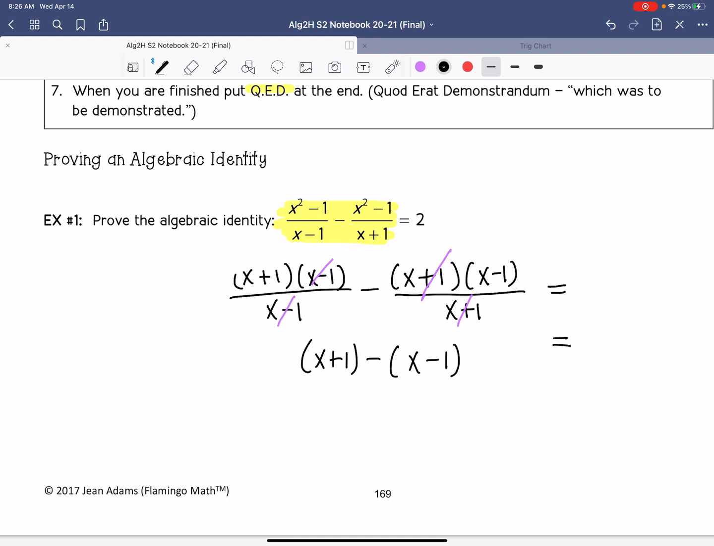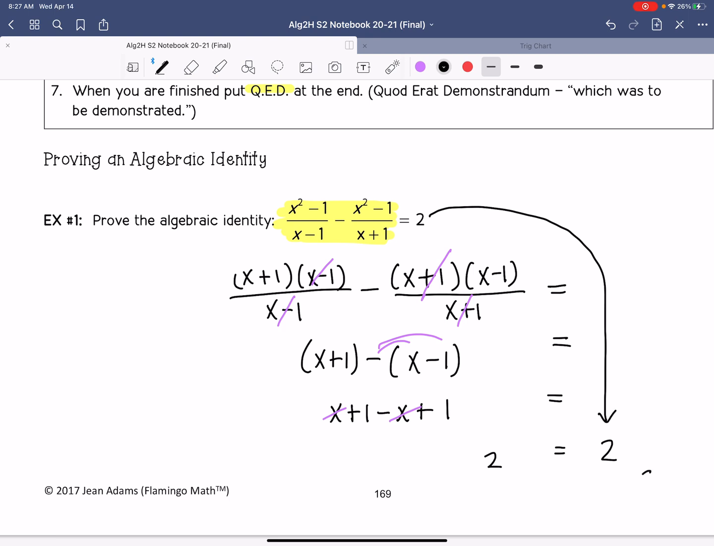Okay, next thing I'm going to do is go ahead and distribute. So I get x plus 1 minus x plus 1 equals. And then we simplify x minus x, and then we have 1 plus 1 is 2, which equals my left side, which is 2. So I just proved that these do equal each other.